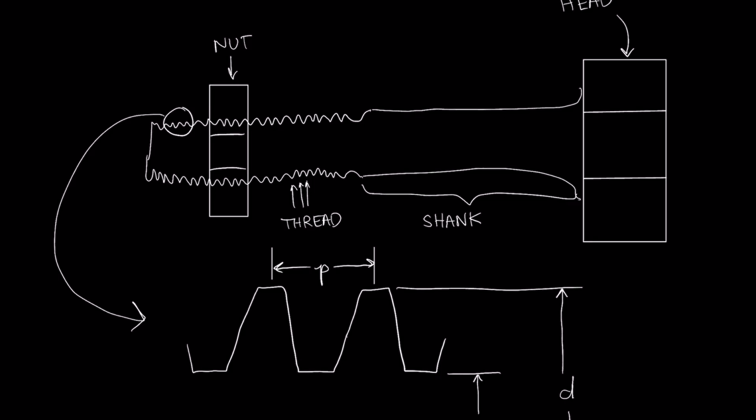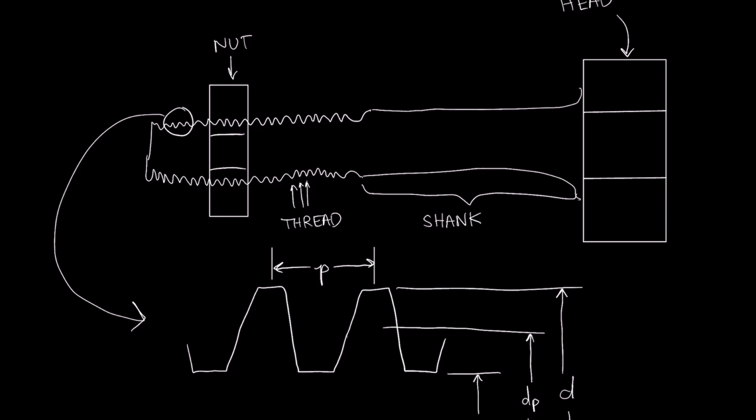And the diameter that we'll use for most calculations is the pitch diameter. And the pitch diameter is a theoretical diameter that lies between the major and the minor diameter. Not necessarily exactly halfway, but it does lie between the two.